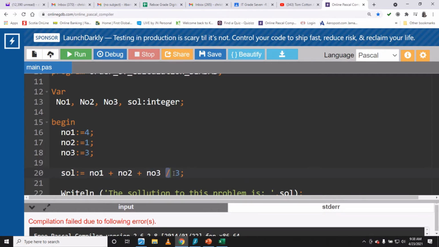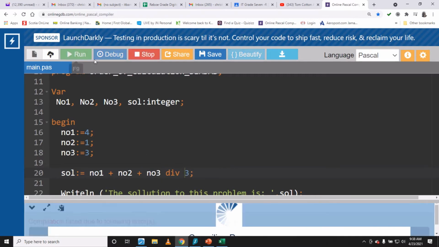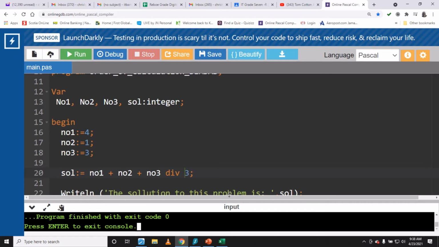So it is best if I want to get a whole number, I should use the term div. Oops, let me click back up here. I should use the term div. Oops, not dive, but div. Alright? And let's run this now, and see, our program should work fine.